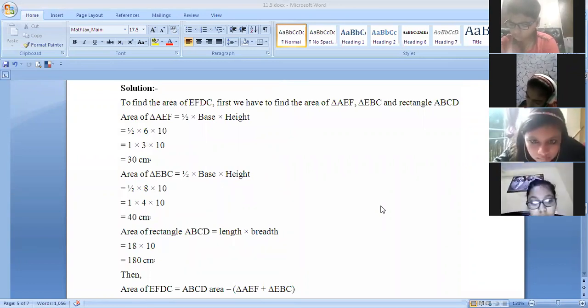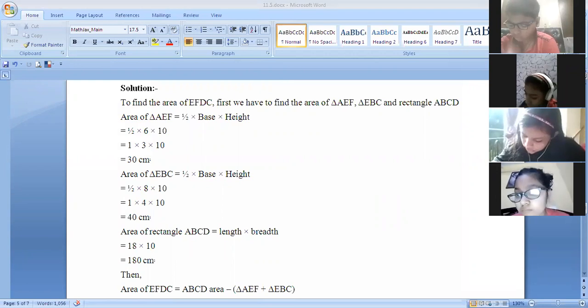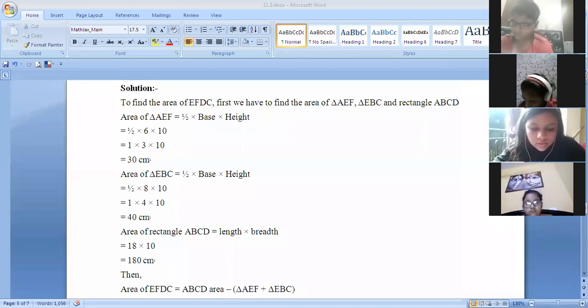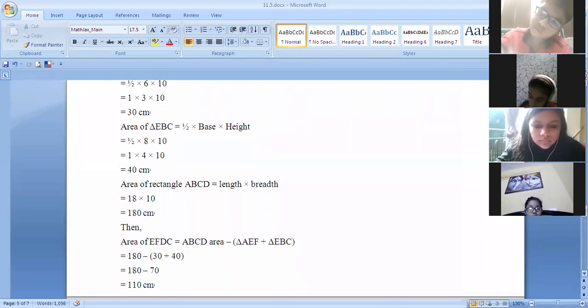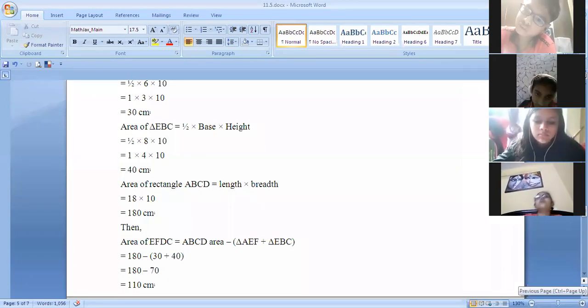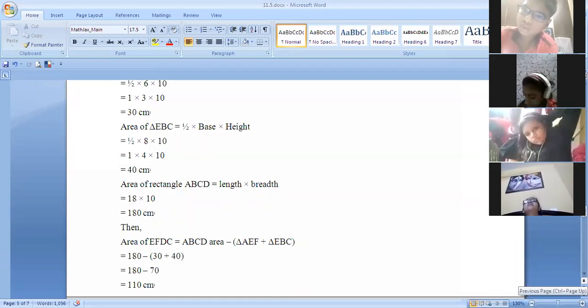Yes, that's right, Fiona. Yes, Mahi, your answer is also right. Yes, subtract this value, Vanshan. That's correct, Vansh. Yes, 110 centimeters square. Yes, Nishchay, your answer is also right. Lavish, your answer is also correct. It should be centimeter square, not meter square. Check the units.